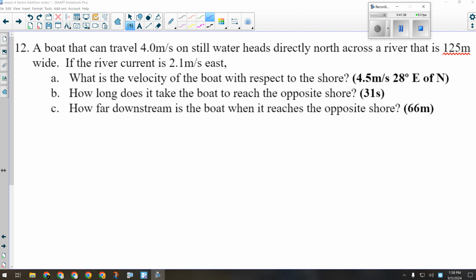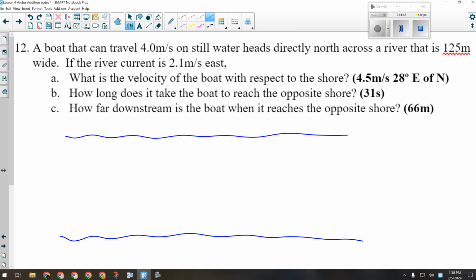All right, so on this one we've got the river, so we'll draw the river on here. We know that the boat can go 4.0 meters per second and it's heading directly north across the river. We know the river is 125 meters wide. The current of the river is 2.1 meters per second east. Those are the two vectors I was given.